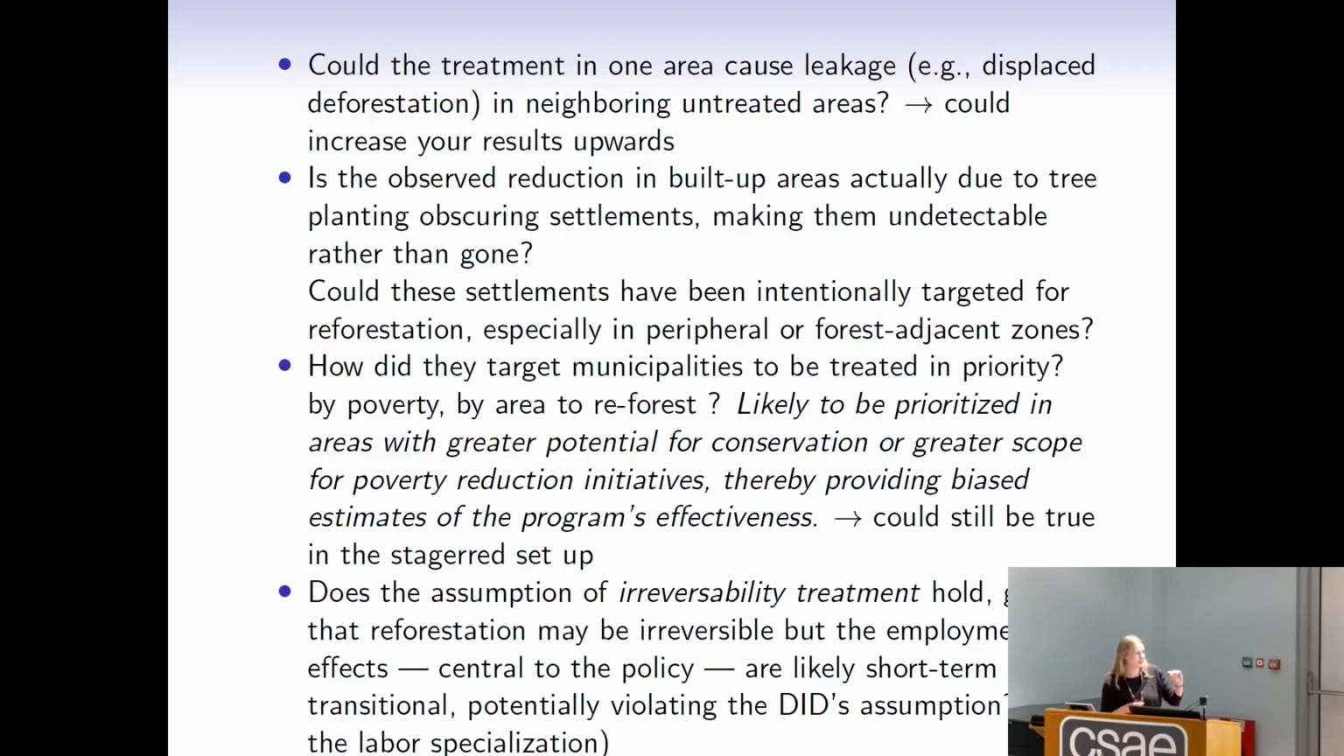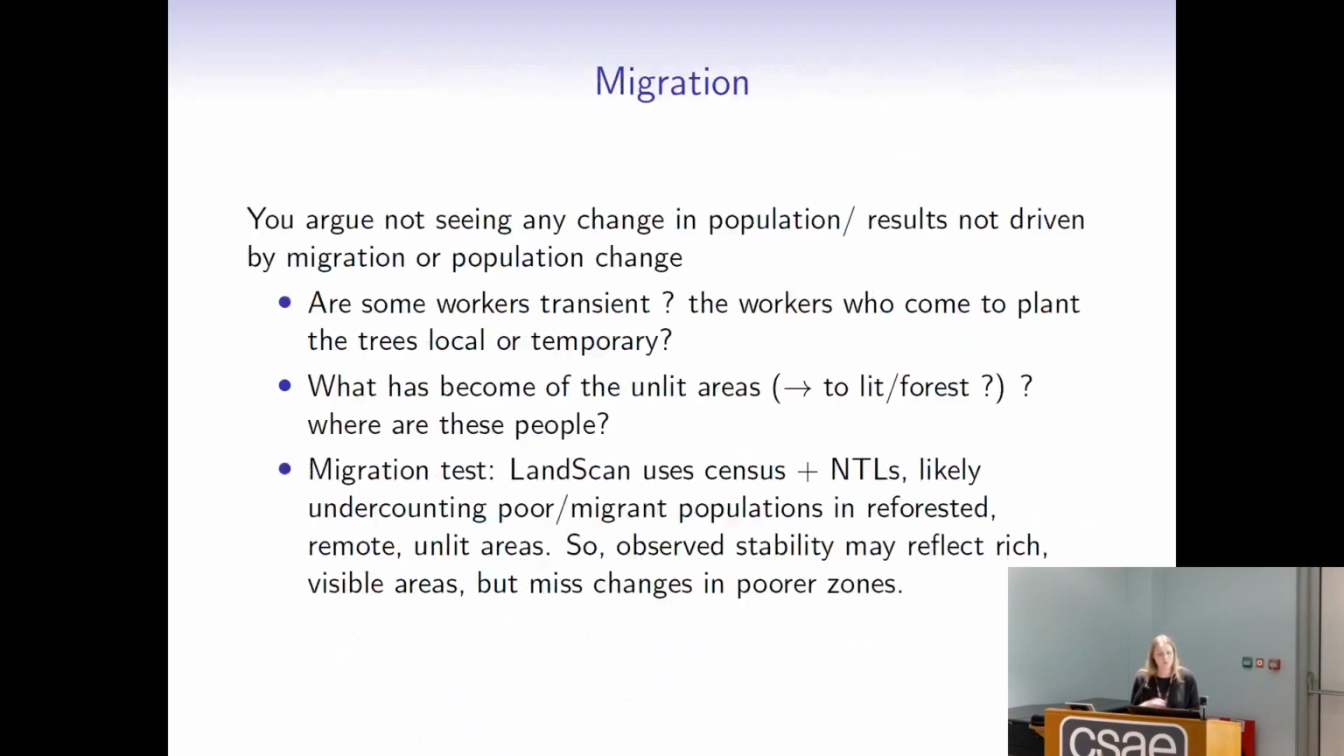Also about the question about the irreversibility of treatment, I'm convinced about it with regards to the forest cover, but with regards to the employment effect of the policy, which is central in the analysis, I was a bit more skeptical. So, for example, jobs that are likely short-term and transitional, like planting the trees, etc., could end, and so your assumption of the DND won't be available anymore.